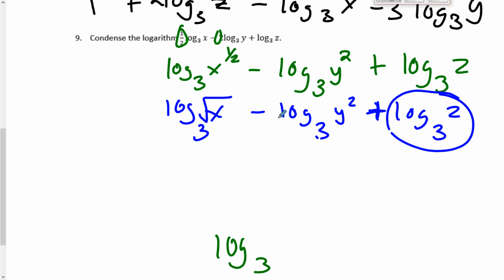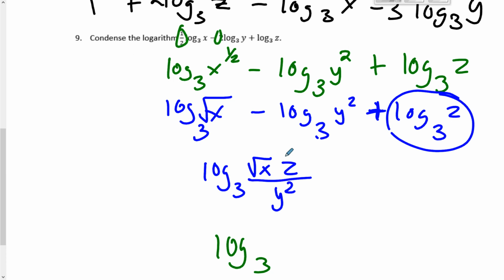But so whenever you have a negative log, that's going to go in the denominator. Whenever you have a positive log, that stays in the numerator. Okay, and I'll show you maybe after this a little easier way of doing it. So this z is going to go on top because it's adding, and this y squared is going to go on bottom because it's subtracting the log. So there's my answer, just like that.